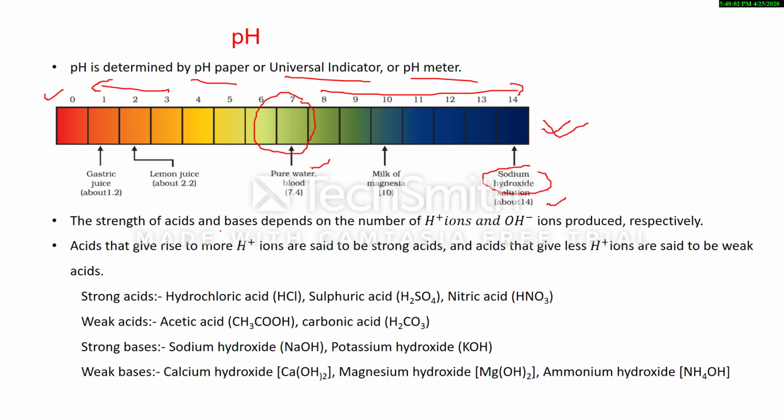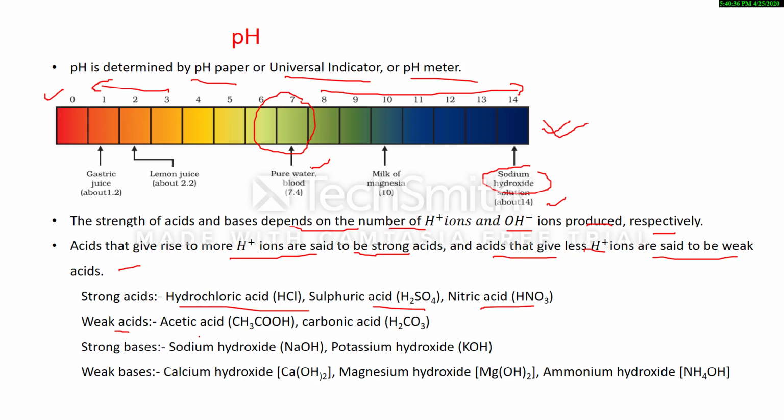The strength of acid and base depends on the number of H plus ions and OH minus ions produced respectively. Acids that give rise to more H plus ions are said to be strong acids, and acids that give less H plus ion are said to be weak acids. In the same way, if any base gives more OH minus ion, it is a strong base, and less OH minus ion, a weak base. Some examples of strong acids are hydrochloric acid, sulfuric acid, nitric acid.